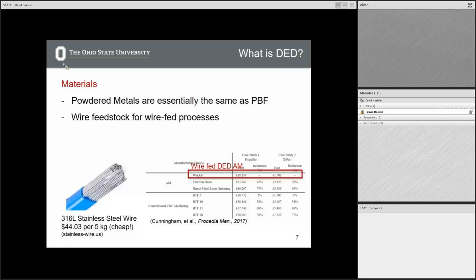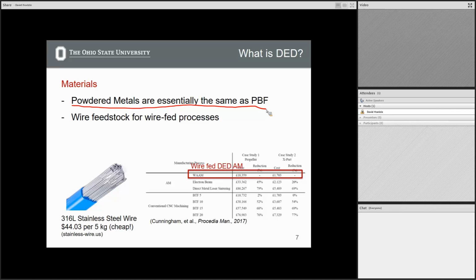In terms of materials, the powdered metal materials are essentially the same with powder diffusion. So everything that we talked about with powder diffusion, in terms of the powdered metals, is the same, not so much of a difference there. And so you're still talking about stainless steel materials, regular carbon steels, titaniums, Inconels, all those materials are usable.